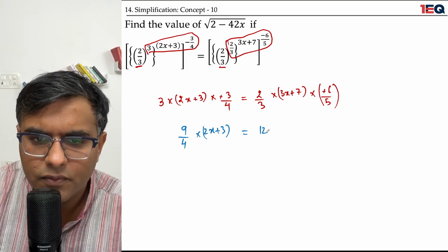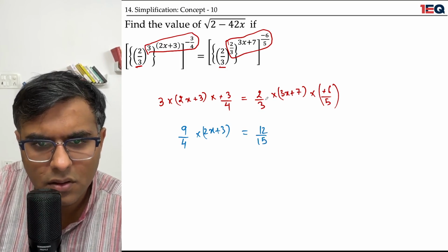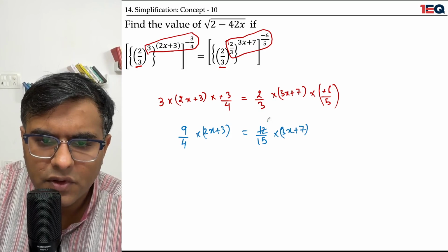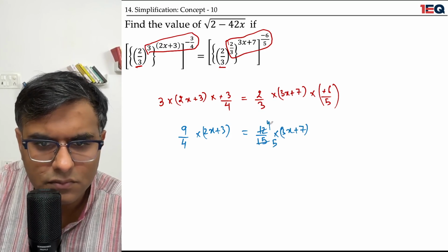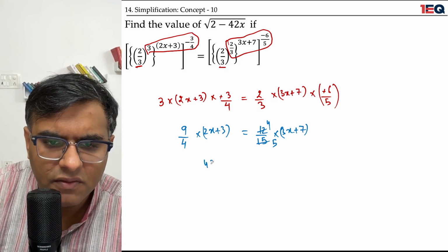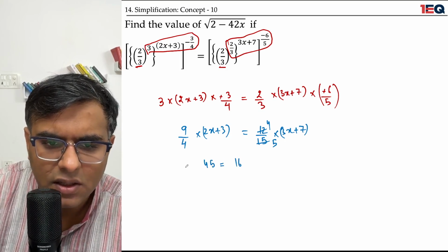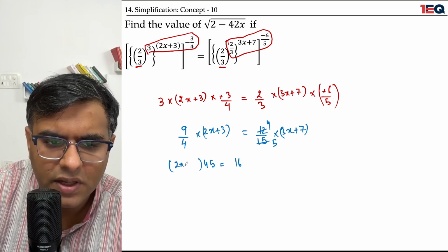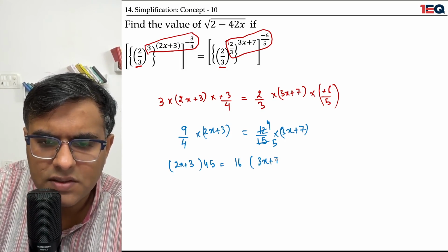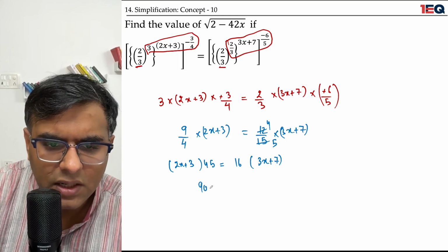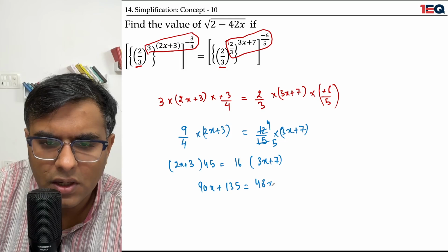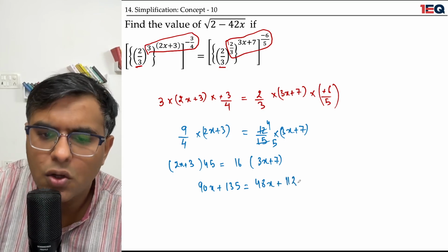Going to the right hand side, it is 12 by 15, right? Multiplied by 3x plus 7. 3 4s are 12, 3 5s are 15. There's nothing more that can be done. 45 is equal to 16. 45 would be multiplied by 2x plus 3, and 16 would be multiplied by 3x plus 7. So 45 twos are 90x plus 135 would be equal to 48x plus 112.